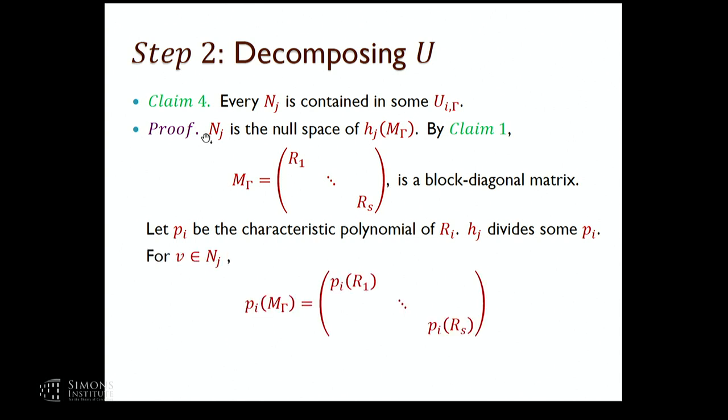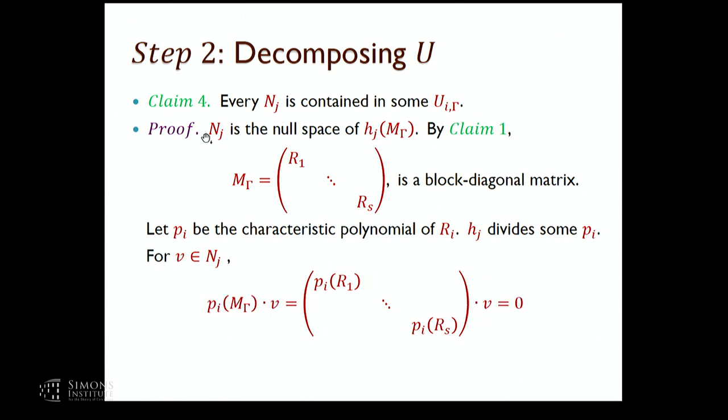Now pick a vector v in Nj. I have to show that this vector also belongs to UI. Apply the polynomial Pi on this operator, and then multiply with the vector v, and it will evaluate to 0. The reason being that Hj divides Pi, and v is in the null space of Hj of the operator with respect to gamma. So that's why this left-hand side is 0.